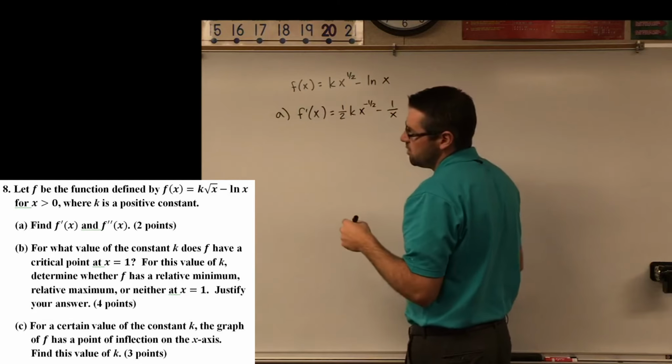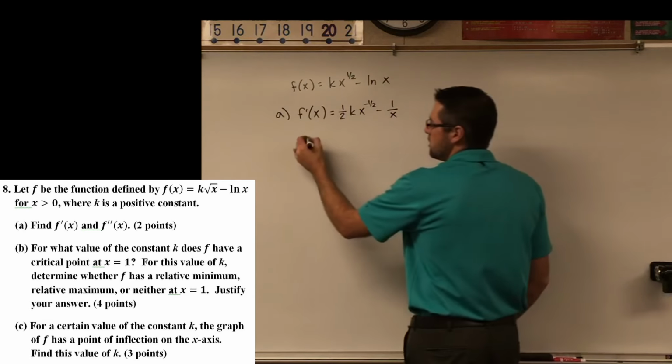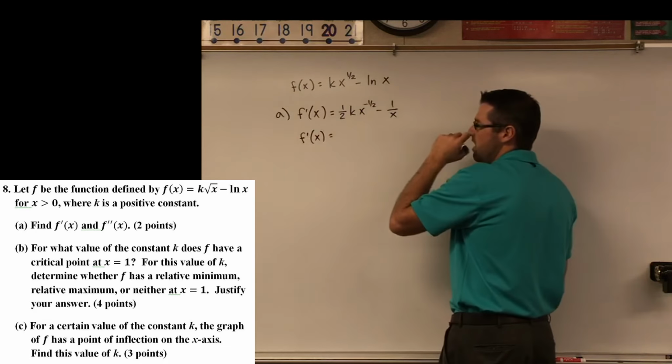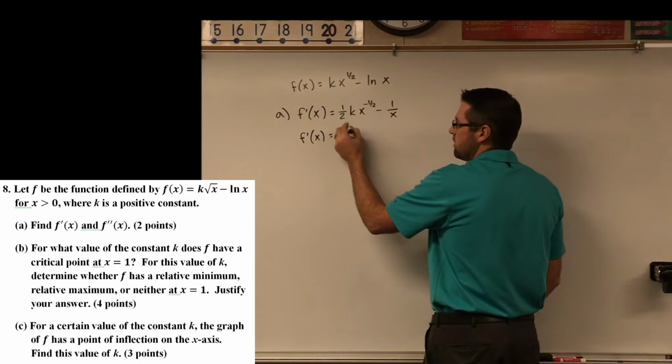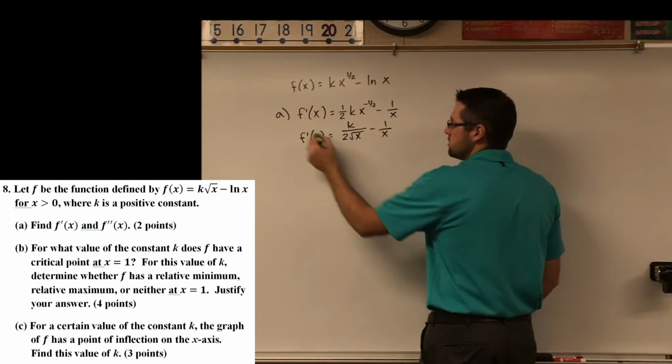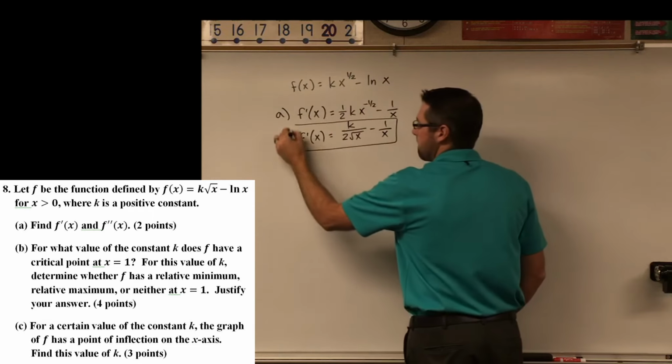And we can simplify that a little bit. We might need to for the future. So the x to the negative 1/2 goes to the bottom, so I end up with k over 2 rad x minus 1 over x. Okay, so that's f prime of x.